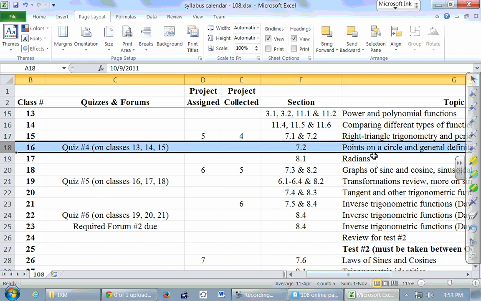All right, today we talk about points on a circle and the general definition of sine and cosine.